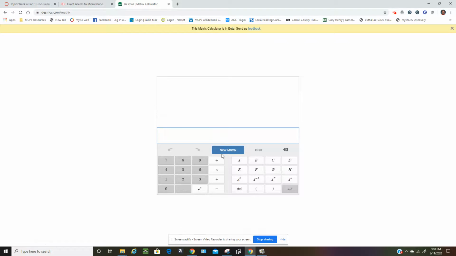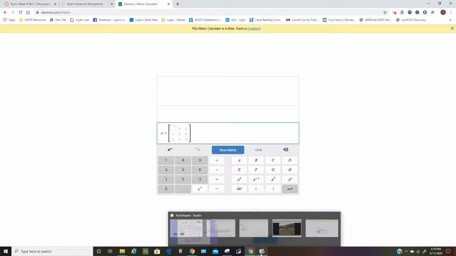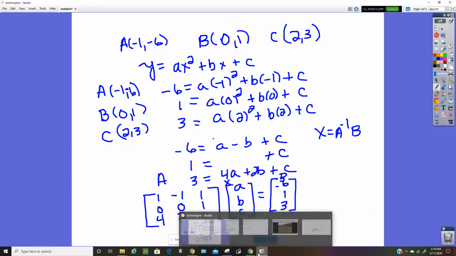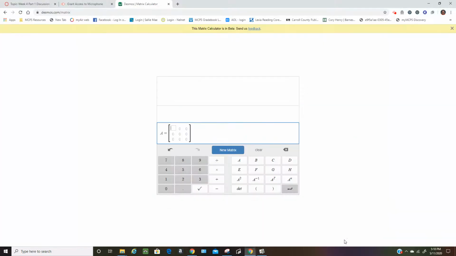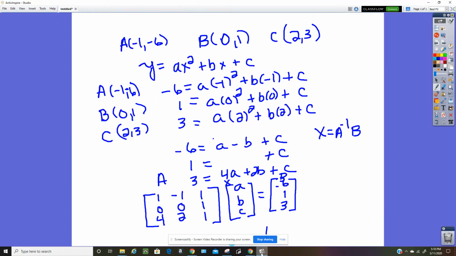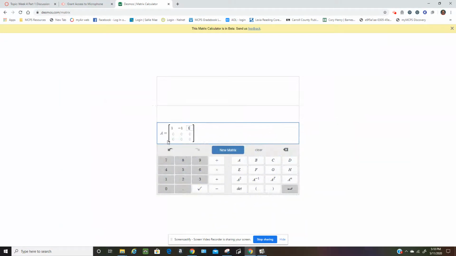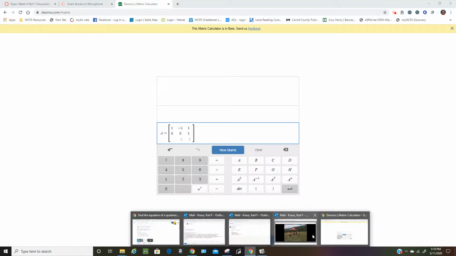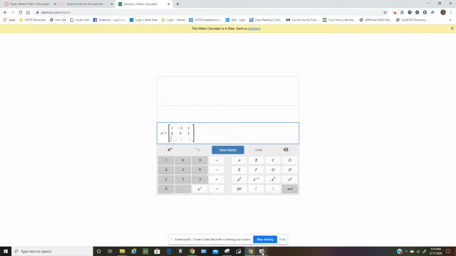Right here. So matrix A is a 3 by 3, so I'm going to do new matrix 3 by 3, add it, and there's my matrix A. I'm going to fill that in with 1, -1, 1. And then second row, 0, 0, 1. And then row 3 is 4, 2, 1.